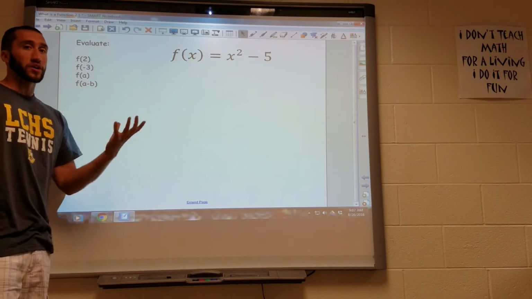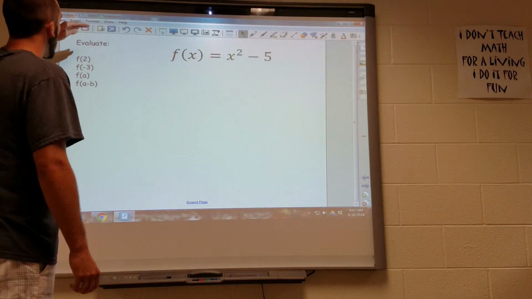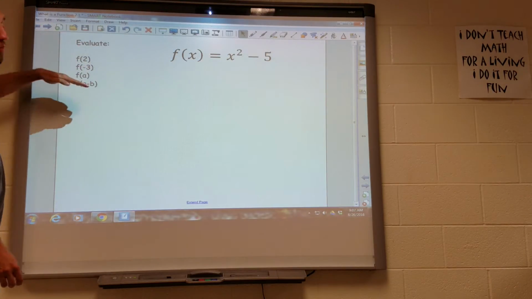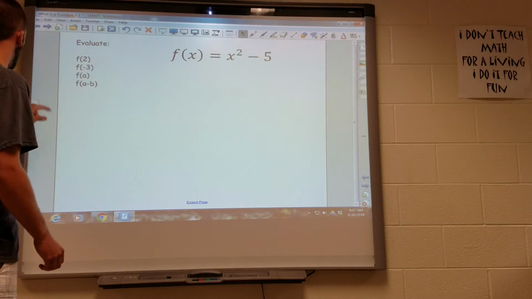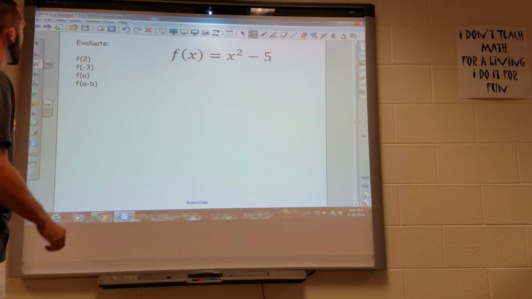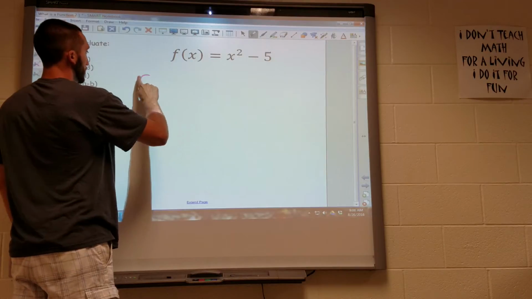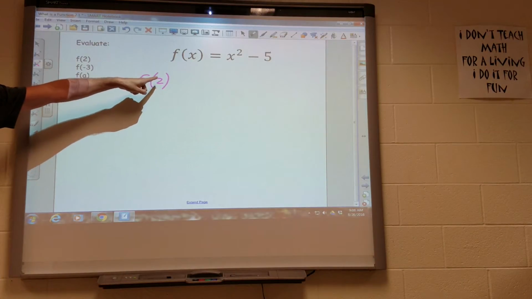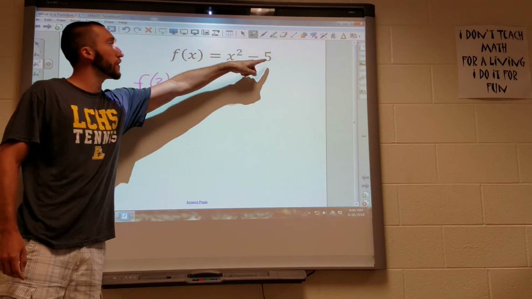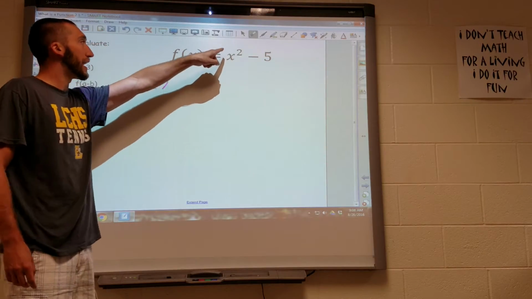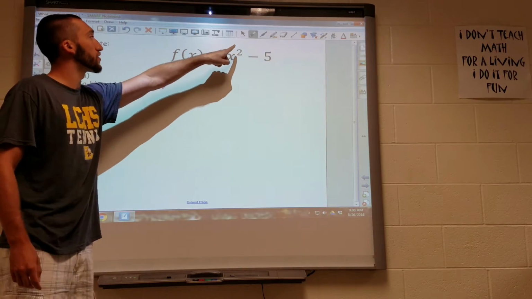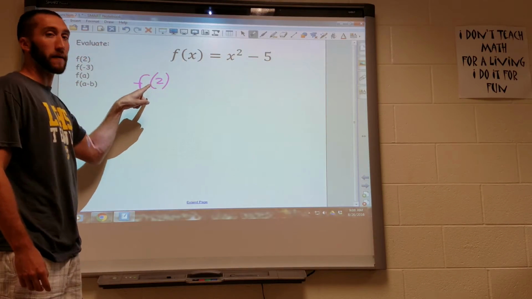So let's dive into our chapter a little bit more. They want us to evaluate this function at these points. So I'll start off with f of 2. What that means is I take a 2 and plug it into this function everywhere I see an x. Everywhere you see an x, I'm going to plug in 2 now.